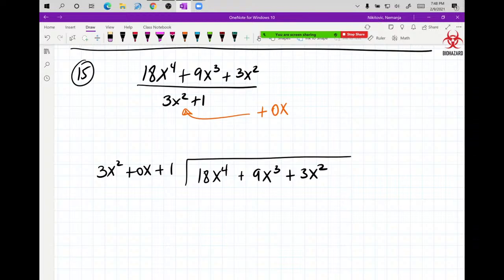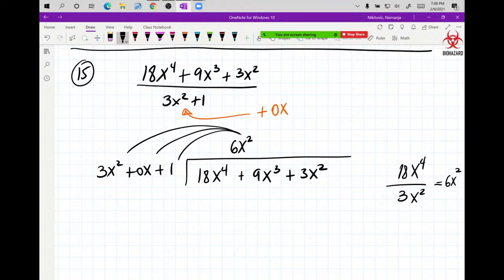So now let's see. I have 18x to the 4 divided by 3x squared. 18 divided by 3 is 6, and then this is x squared. So 6x squared. And now when you multiply it back, you're multiplying into all three of these. See, you get your 18x to the 4th back when you multiply. And then you get your plus 0x cubed, because 0 times 6 is 0. And x times x squared is x cubed. And see how it lines up under x cubed. And then you have plus 6x squared.